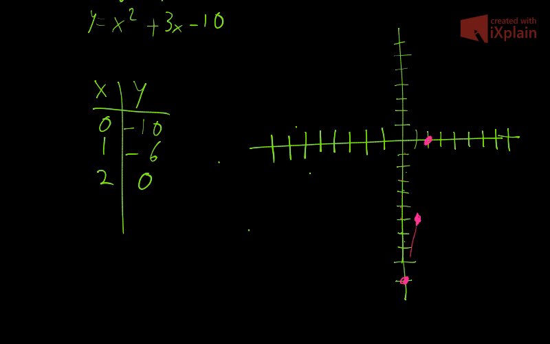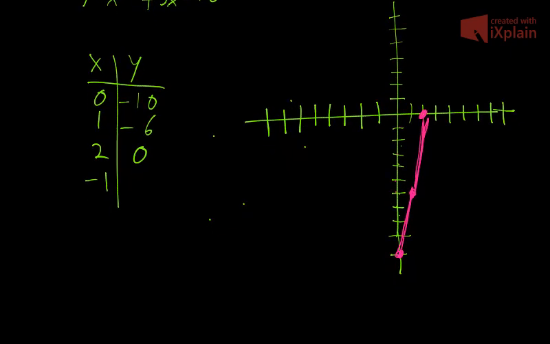And if we look, it starts at kind of a steep slope, but then it gets even steeper. So I'm going to go backwards to see if I can get that to even out. So instead of 0, let's try negative 1 and see what happens. So negative 1 squared is 1, and 1 plus 3 times negative 1 is negative 2. Negative 2 minus 10 is negative 12. This needs to go back down even more.